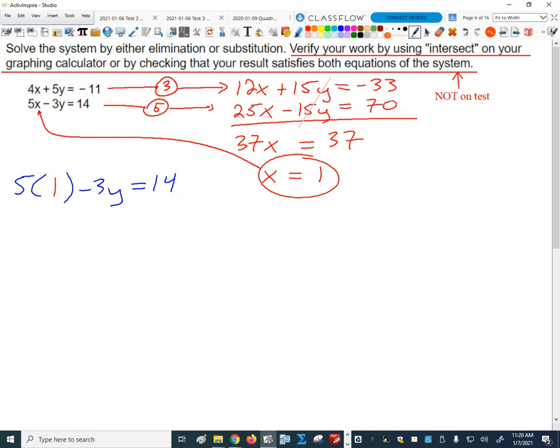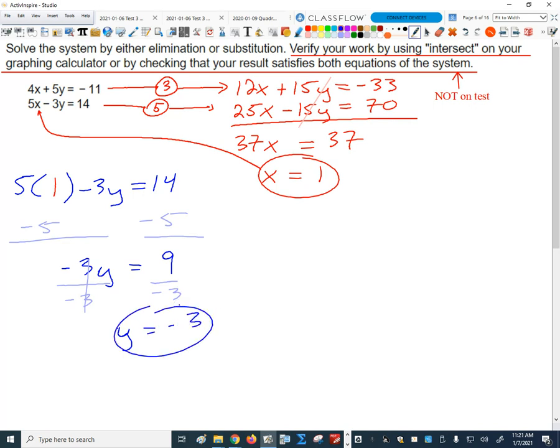Now we just solve for y, right? So this is just 5. I'll subtract 5 from both sides and get negative 3y is equal to 9. Divide each side through by negative 3. And I get my answer, y equals negative 3. So I've got my ordered pair then, right?